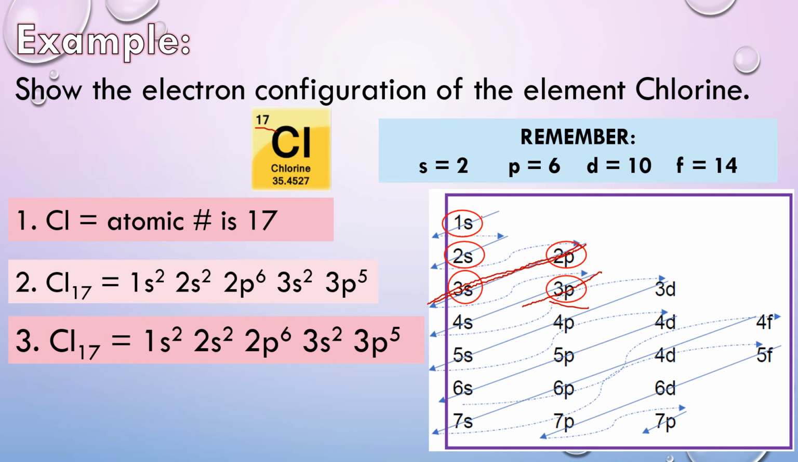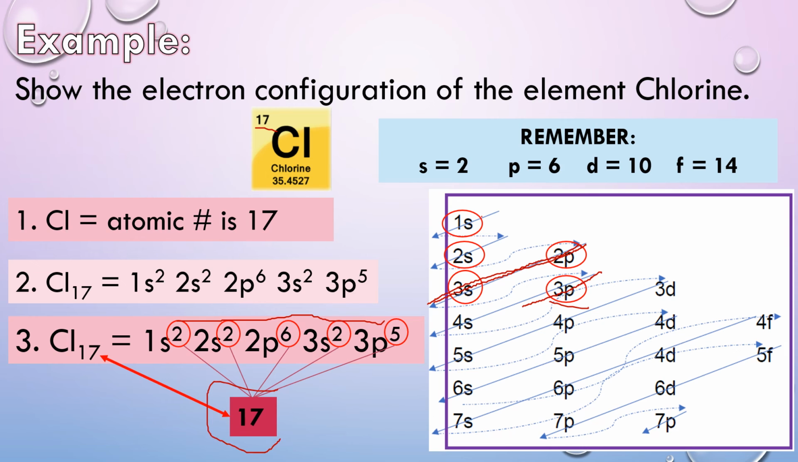So let's see if this is correct. Again, the atomic number of chlorine is 17. So we will add these electrons kung tama ba sila. So 2 plus 2 is equal to 4, plus 6, 10, plus 2, 12, and plus 5 is 17. So our answer is correct since equal ang number ng electrons sa atomic number.